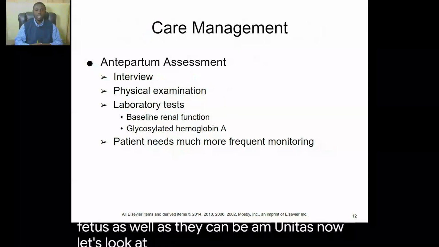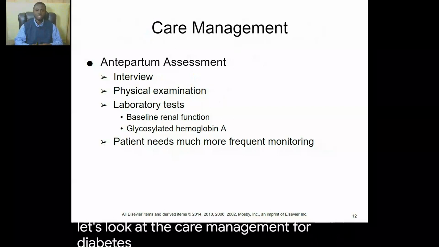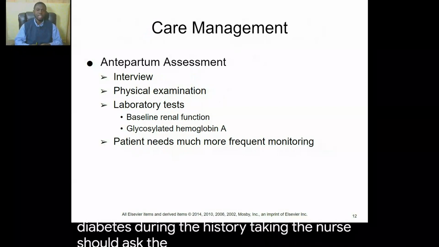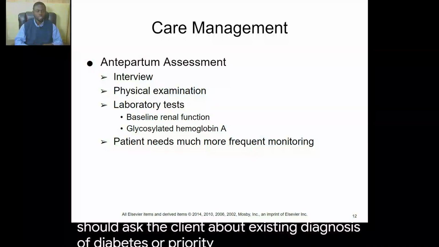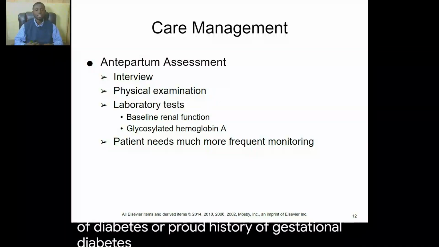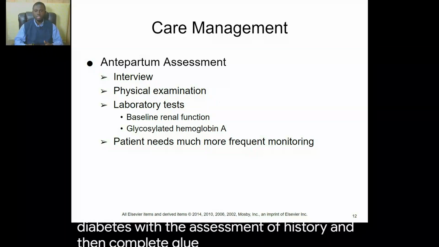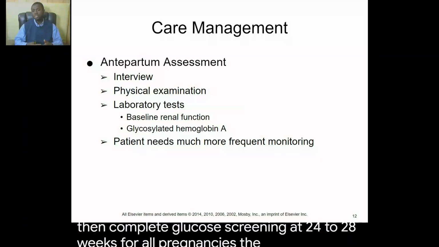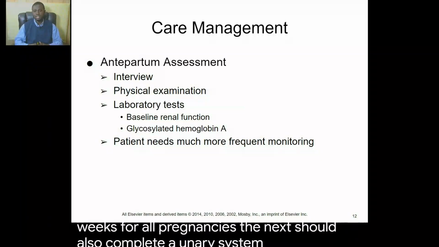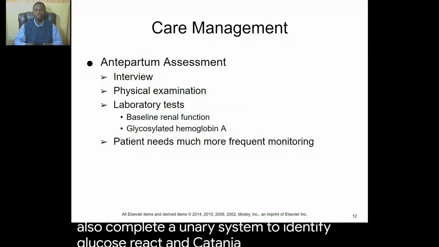Now let's look at the care management for diabetes. During the history taking, the nurse should ask the client about existing diagnosis of diabetes or prior history of gestational diabetes. With the assessment or history, then complete glucose screening at 24 to 28 weeks for all pregnancies. The nurse should also complete a urinalysis to identify glucosuria and ketonuria.